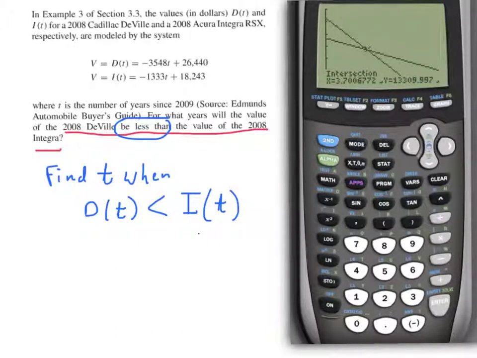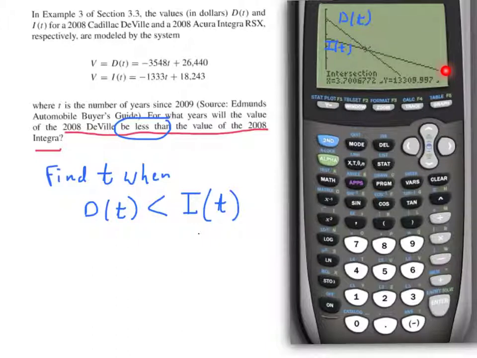Now we have to be clear about which line represents which car. The Cadillac DeVille D of t is the line that starts out higher but then comes down kind of sharply. And the Integra graph is the other one. It's this one here. It starts out lower but then ends up higher down the line.